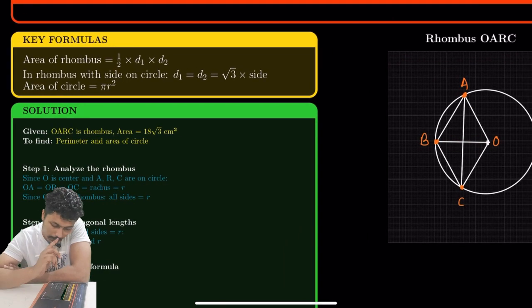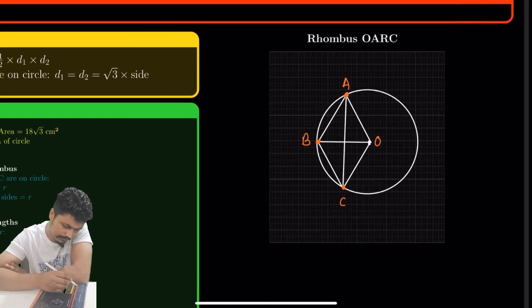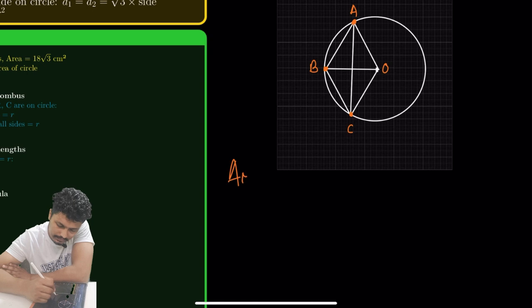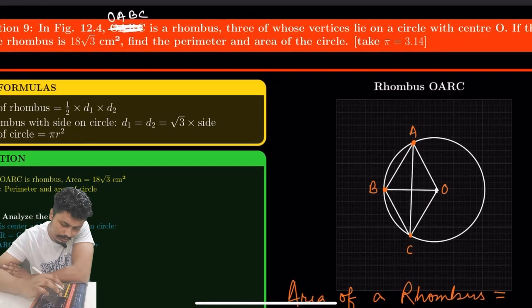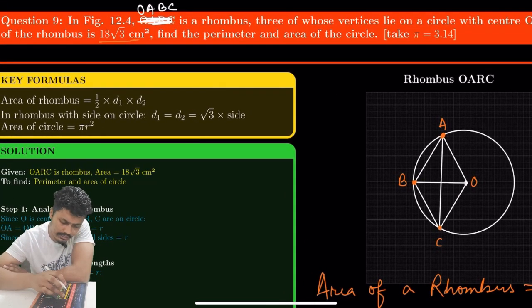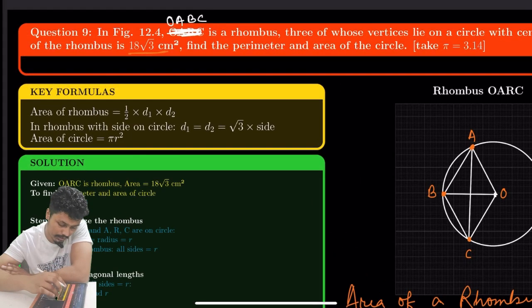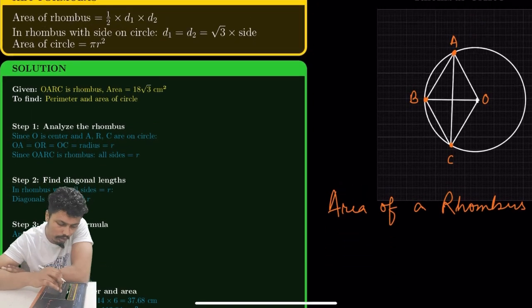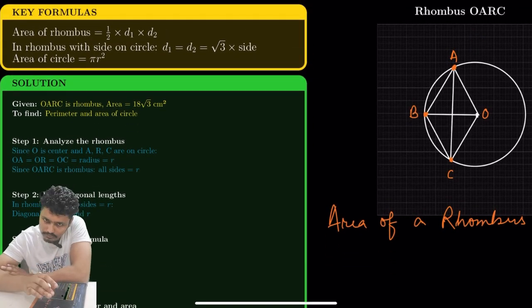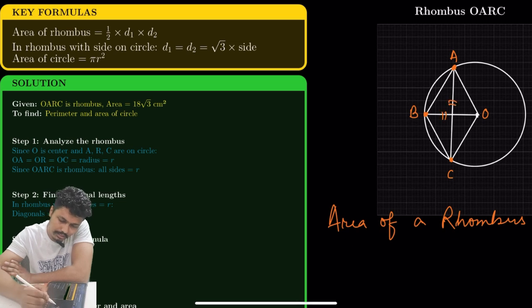The area of a rhombus is given in the question as 18 root 3 centimeter square. This is the area given in the question. Now, what is the formula for the area of a rhombus? It is half into BO into AC. Simple. Half into BO into AC. Multiply this and you'll get it.